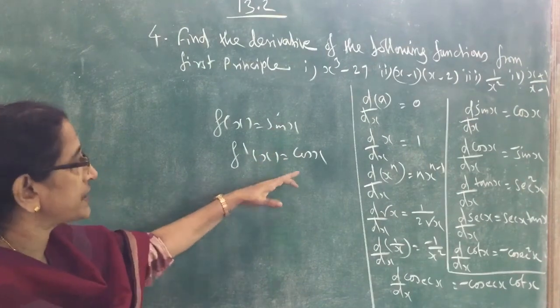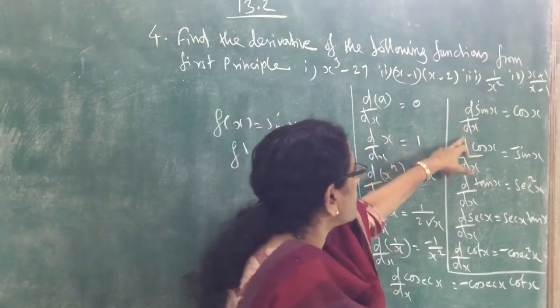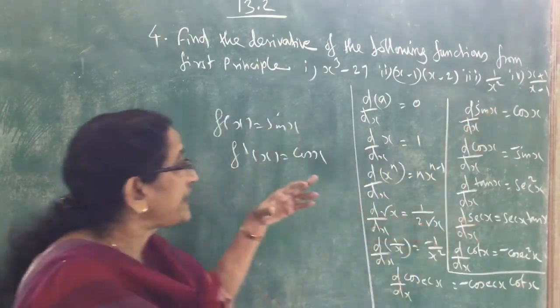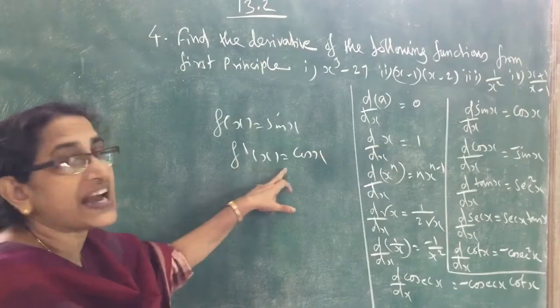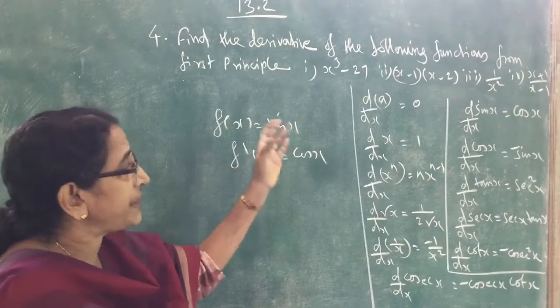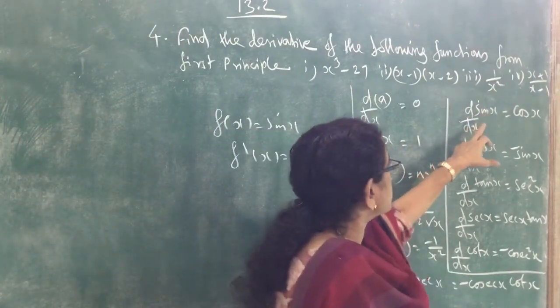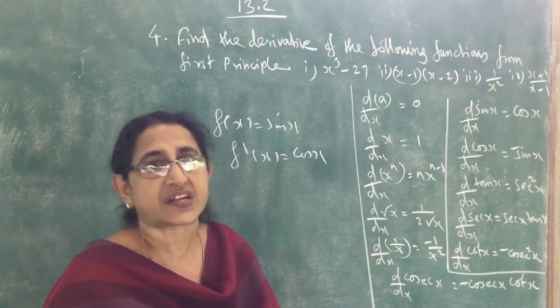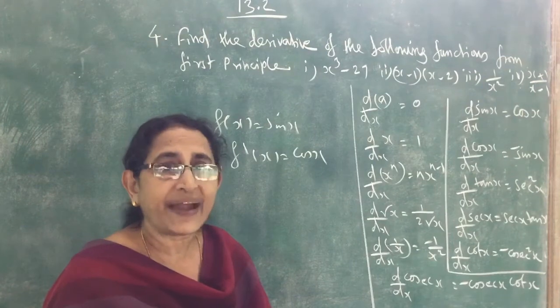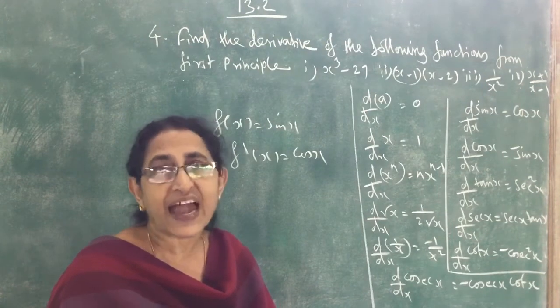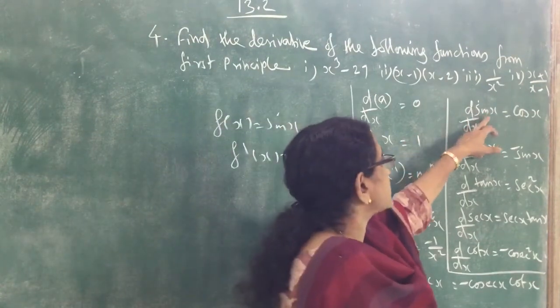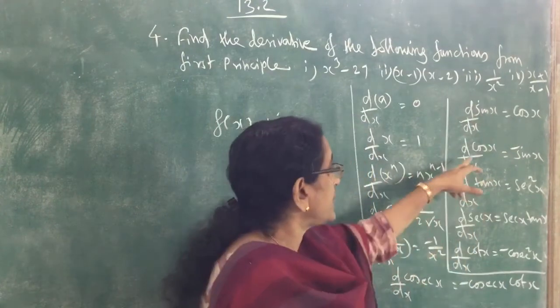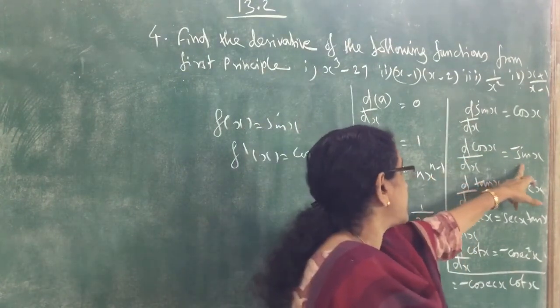That can be written as d by dx of sin x, which is the same as f dash x. The meaning is the derivative of sin x with respect to x. So the derivative of the function sin x with respect to x is written as d by dx of sin x or f dash x. So derivative of sin x equal to cos x, and derivative of cos x is minus sin x.